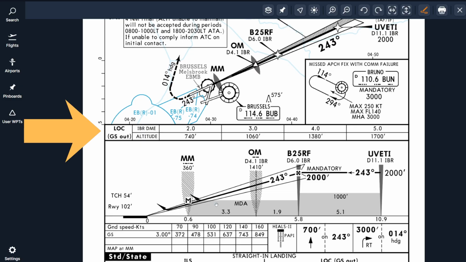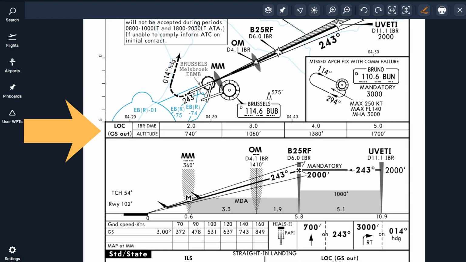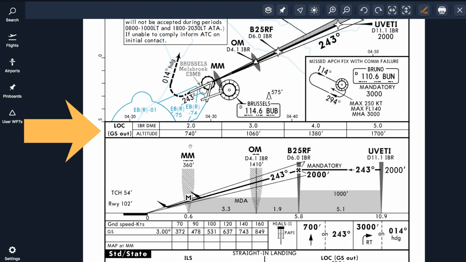The altitude and distance table provides another way to verify your descent profile. At 5 DME, you should be around 1700 feet, at 4 DME around 1380 feet, at 3 DME approximately 1060 feet, and at 2 DME 740 feet. Most pilots use these values as a backup if the glide slope becomes unreliable.